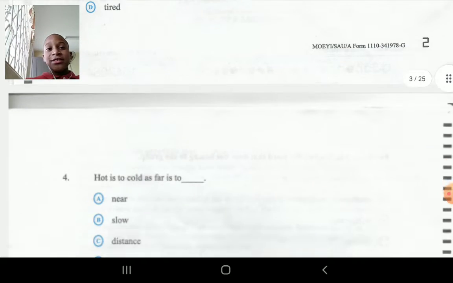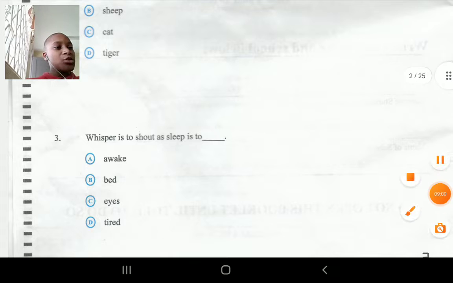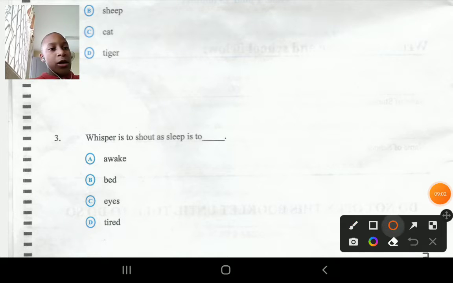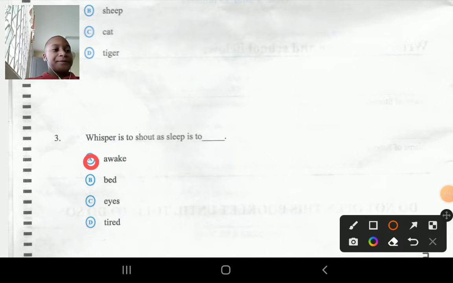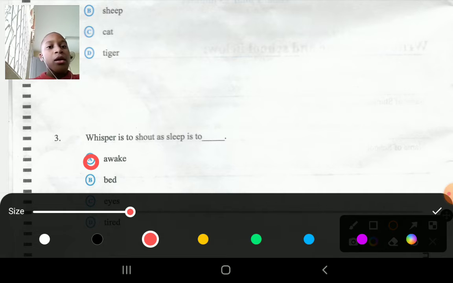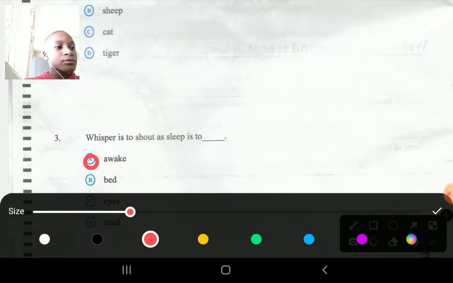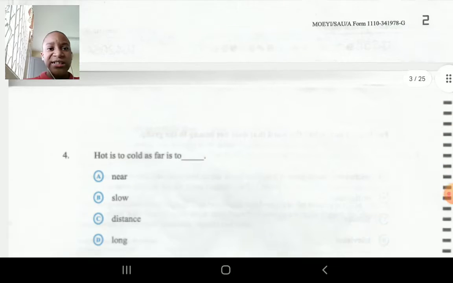By the way, you guys can pause the video and do it. Okay, so let's continue. Wait, I didn't do my signature move. Give me a sec. And awake. There. Don't go in the examination room and circle that way. Just don't. I would be so sad for you if you go in the examination room and shade.